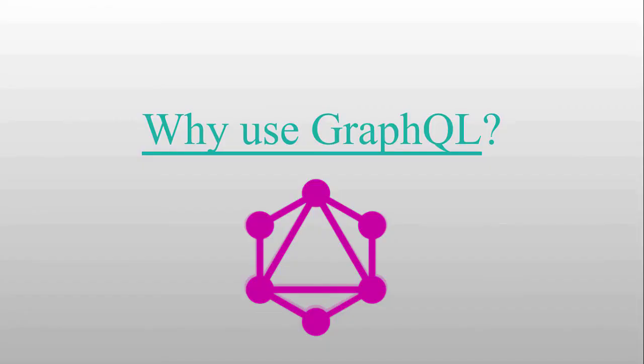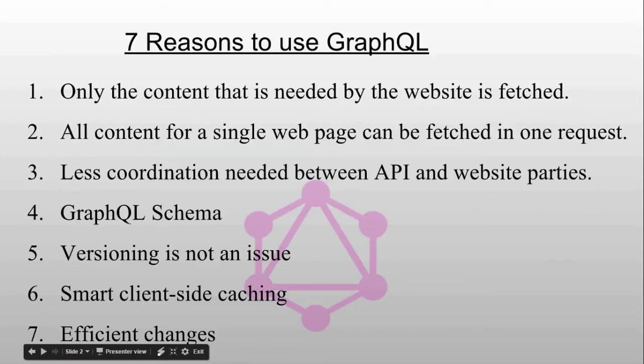So far we saw what is GraphQL and what are the features of GraphQL. We also saw what is REST and what are its disadvantages. Now finally let us see why to use GraphQL. So here are 7 reasons to use GraphQL. First, only the content that is needed by the website is fetched. Since it is strongly typed and query structured, only the content required is fetched.